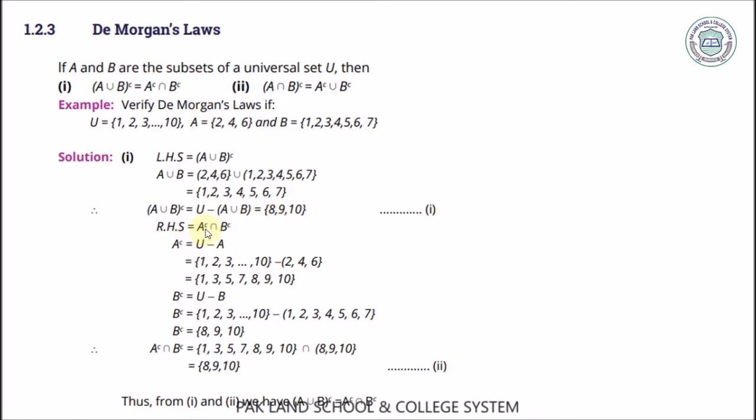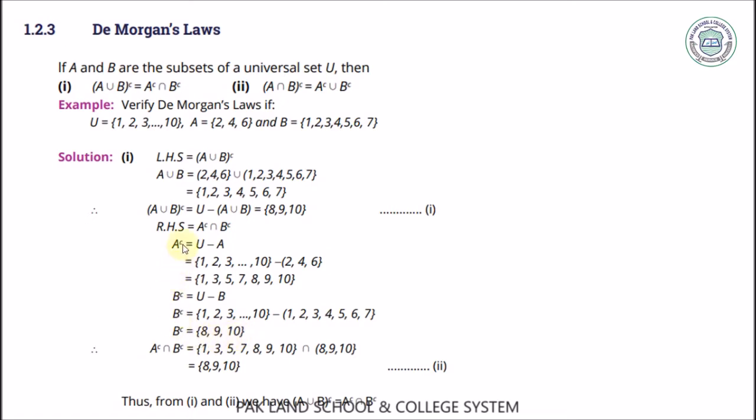Right hand side. First we will find out the complement of A and then B complement. After that we will take intersection. A complement is equal to U minus A. We subtract A set from universal set. The resultant set is 1, 3, 5, 7, 8, 9, 10. B complement is equal to universal set minus B set. The complement of B is equal to 8, 9, 10.